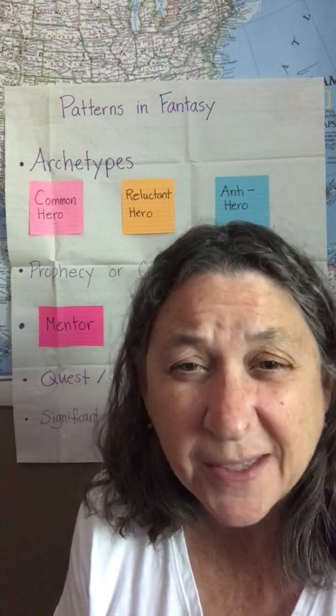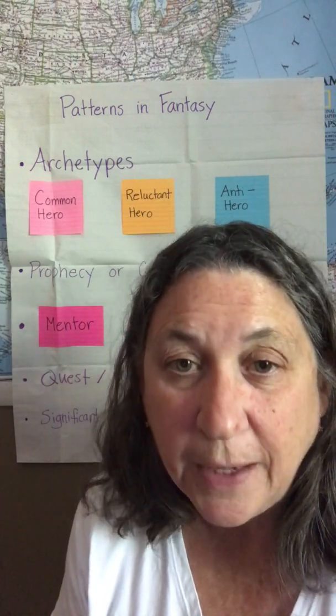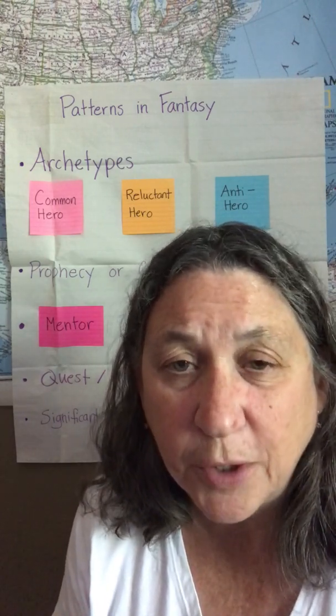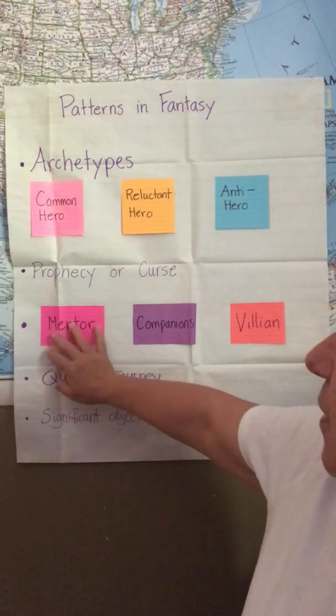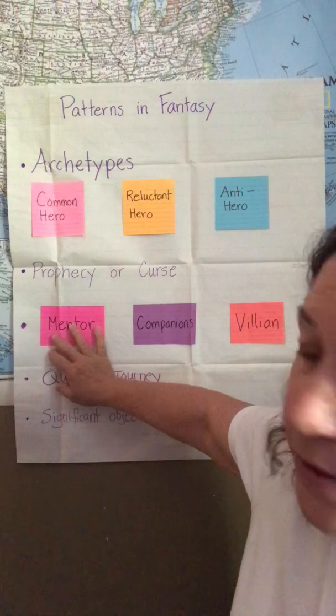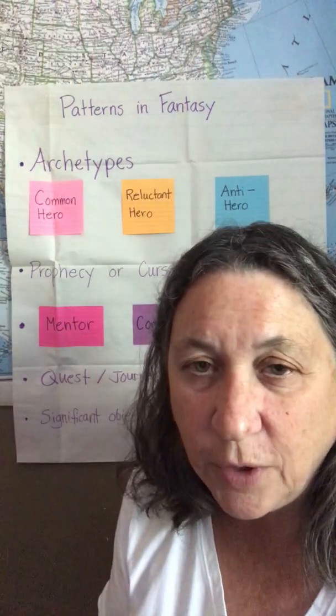So is there a prophecy in your book? Is there something that somebody needs to fulfill in order to solve the problem? Or is there a curse that needs to be reversed? Here's another pattern. There are kinds of characters, and there could be a mentor. Is there somebody mentoring your character along the way?